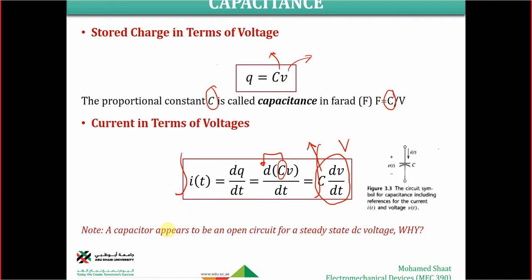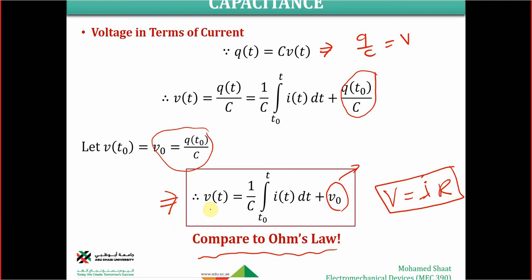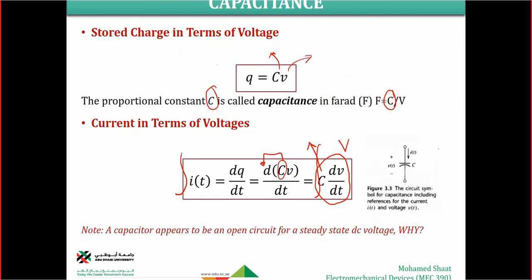Make sense? So as you can see, there are two expressions here: this is the current in terms of the voltage, and this is the voltage in terms of the current. If you compare this one to Ohm's law, which stated that the volt equals the current times R, the resistance, that relation, as we mentioned, gives a proportional relation between the volt and the current. This is for the resistor. This is another component that gives the relation of the volt as the integration of the current. Make sense? Yes, this is for this part. There is an important notice here, down here, this one.